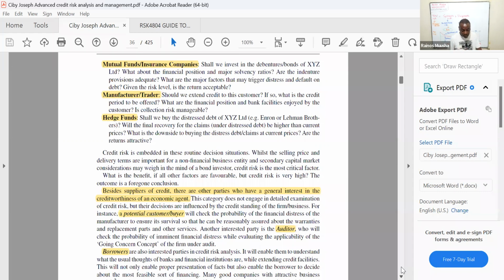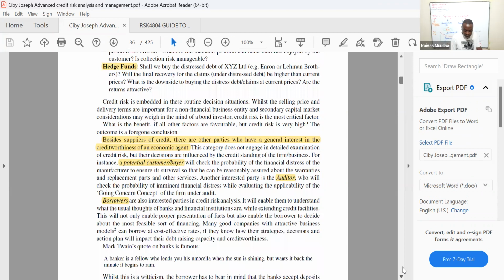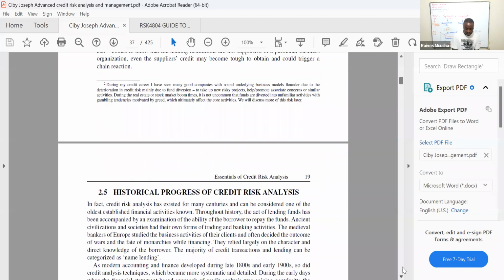For them to be able to do that, they need to ask these questions on whether they should take these investments into distressed securities. Then they also say that besides suppliers of credit, there are other parties who have a general interest in the creditworthiness of an economic agent. These other economic players would be a potential customer or buyer, auditors, or even borrowers. So just take note of them.